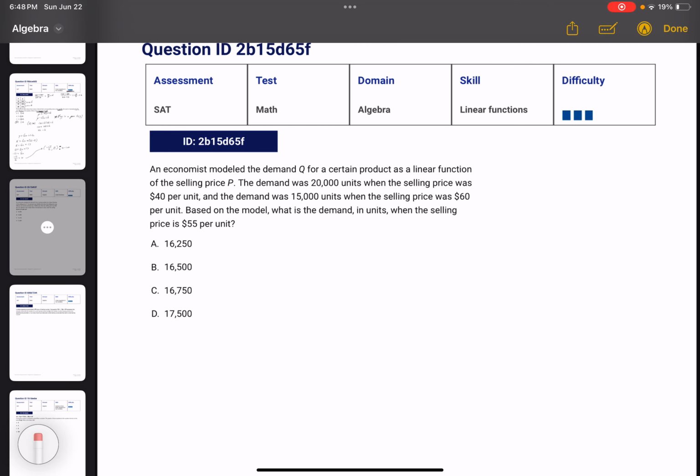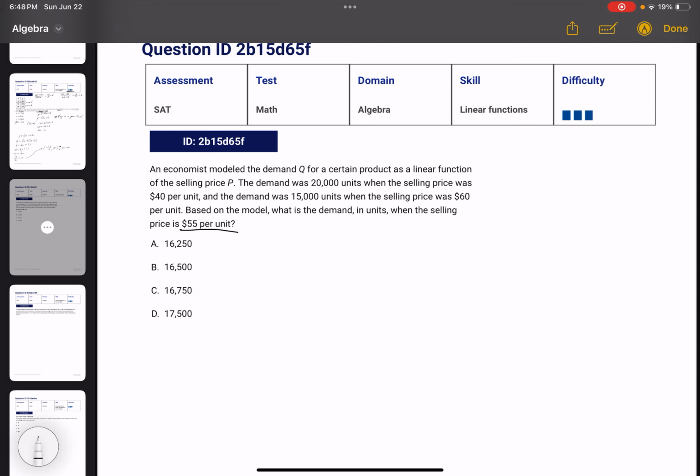An economist modeled the demand Q for a certain product as a linear function of the selling price, P. The demand was 20,000 units when the selling price was $40 per unit, and the demand was 15,000 units when the selling price was $60 per unit. Based on the model, what is the demand in units when the selling price is $55 per unit?